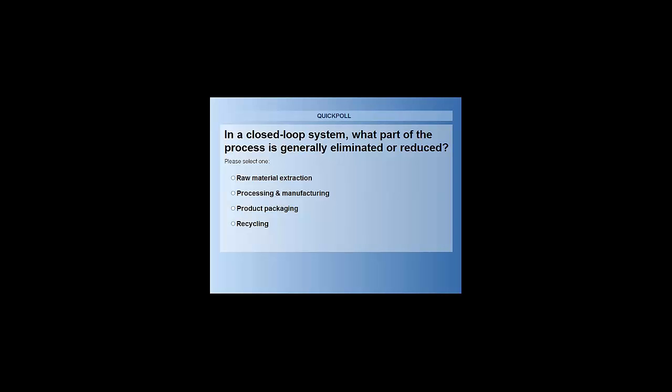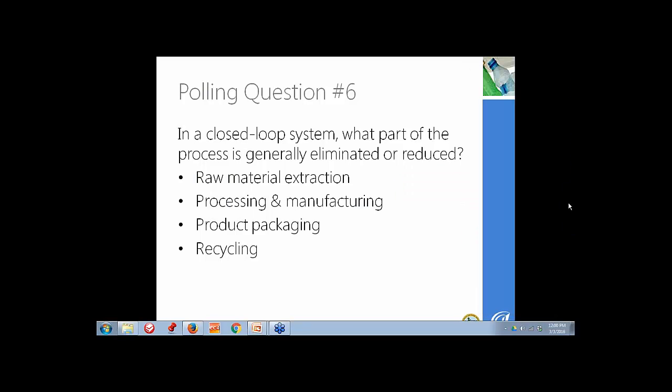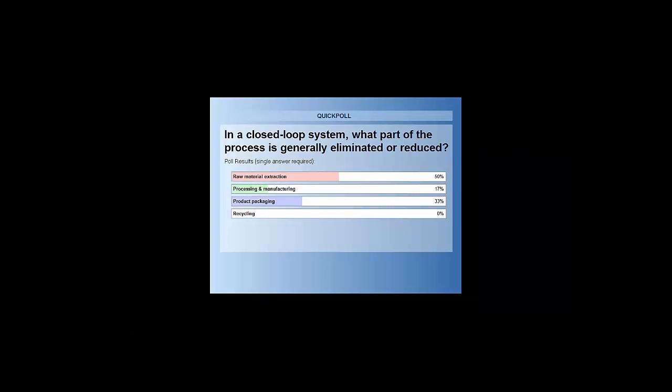Okay. So about half of you said, 50% said raw material extraction, 17% said processing and manufacturing, and 33% said product packaging. So basically, in the closed loop, the part that is eliminated or reduced was the raw material extraction. That was the key one in the upper left, that we can greatly reduce when we recycle materials.